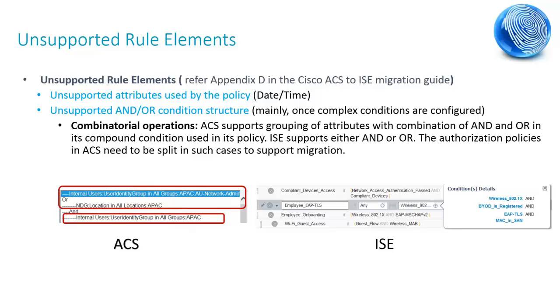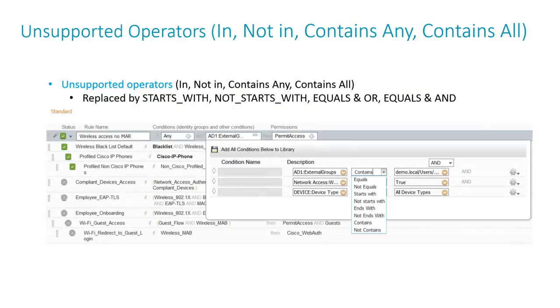ISE also does not support date and time in its policy condition. There are other unsupported operators in ISE that are supported in ACS. For example, in ACS, you have in, not in, contains any, and contains all. These could be replaced with starts with, not starts with, equals an OR, and equals an AND. So if you look at the drop-down box in the condition for the authorization policy, you can see the different operators that are supported in ISE.